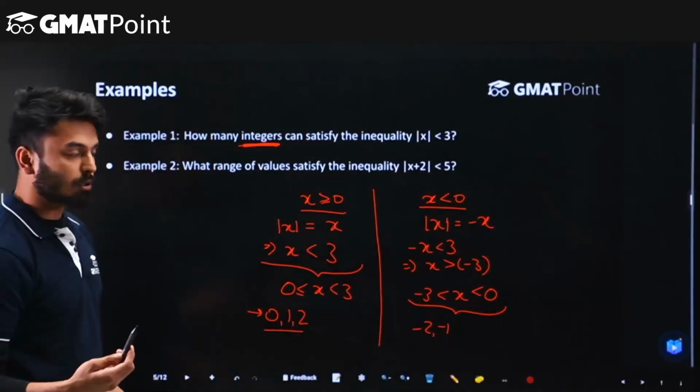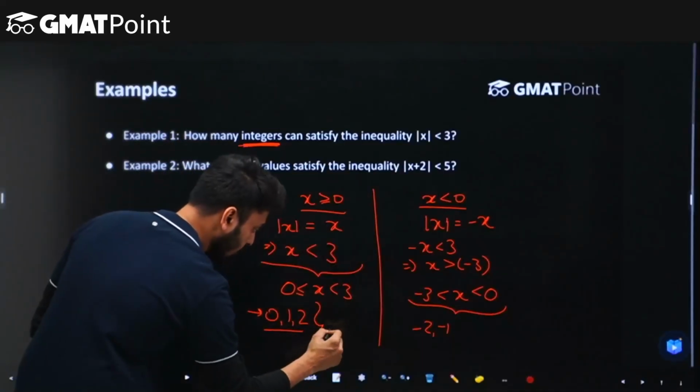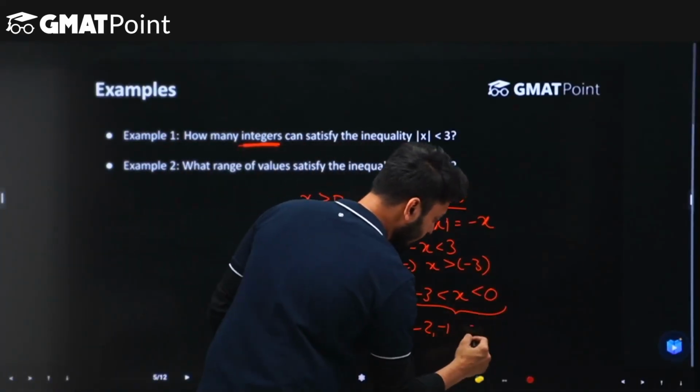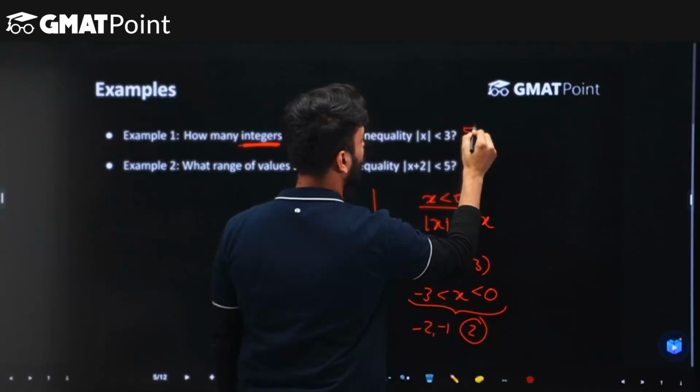The number of possible integers I have is 3 integers from the first case and 2 integers from the second case. So the answer is 5.